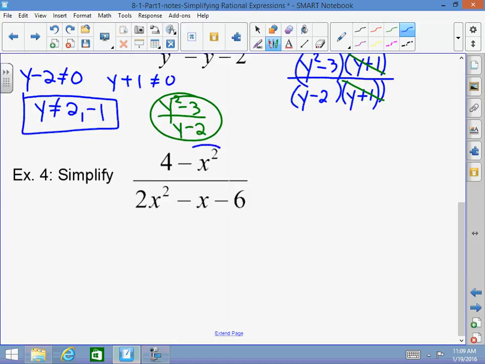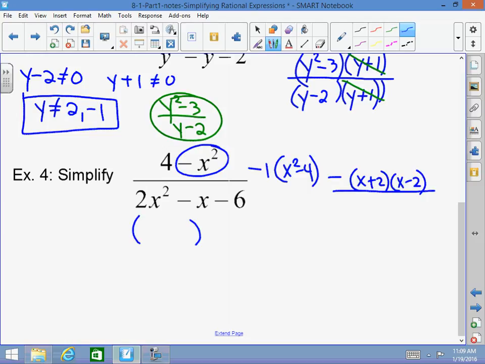And last but not least, let's factor. Remember, when I have a negative x squared or a negative leading coefficient, I want to factor out a negative and bring it to the front. So I'm going to factor out a negative 1, giving me x squared minus 4. That's a difference of squares. So this is a negative x plus 2, x minus 2 over, go ahead and factor this out.